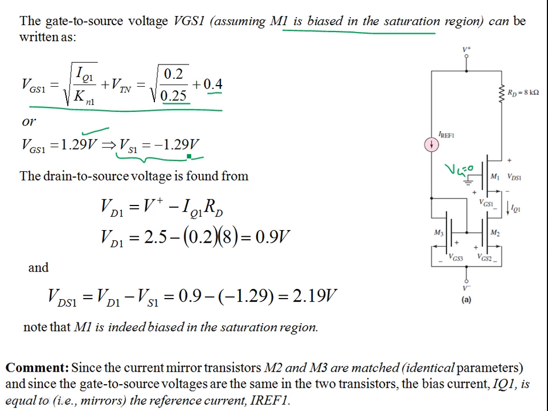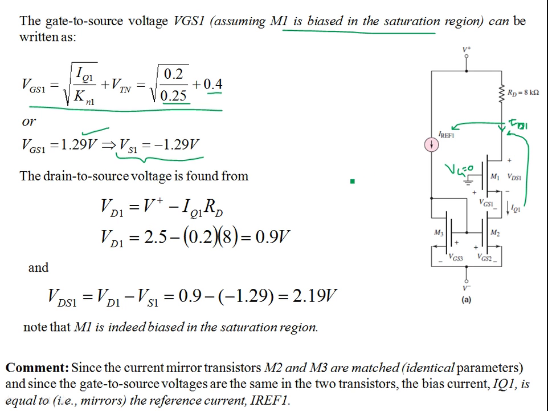Now you see this current is the same current that flows in the drain terminal of M1. So let's call this ID1, and ID1 once again is the same as IREF1. It's one and the same thing. These are the current mirror devices. So let's use this.